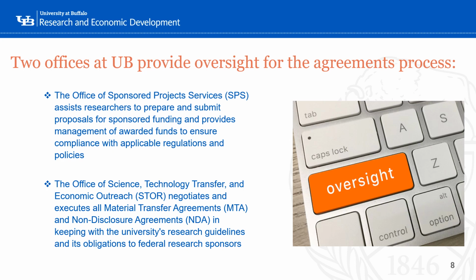2 offices at UB currently provide oversight for the agreements process. The Office of Sponsored Project Services, or SPS, assists researchers to prepare and submit proposals for sponsored funding and provides management of awarded funds to ensure compliance with applicable regulations and policies. The Office of Science, Technology Transfer, and Economic Outreach, or STOR, negotiates and executes all material transfer agreements and non-disclosure agreements, in keeping with the university's research guidelines and its obligations to federal research sponsors.